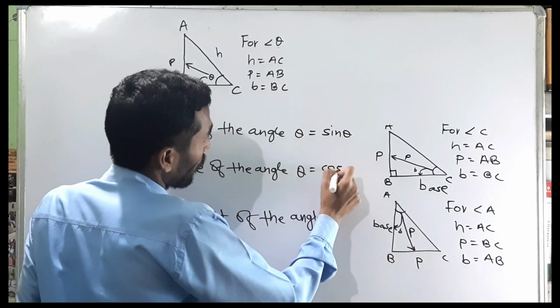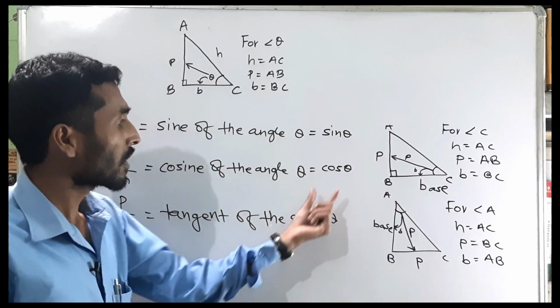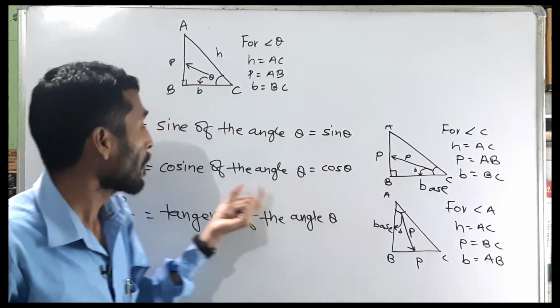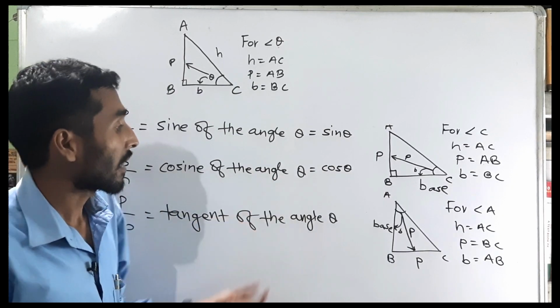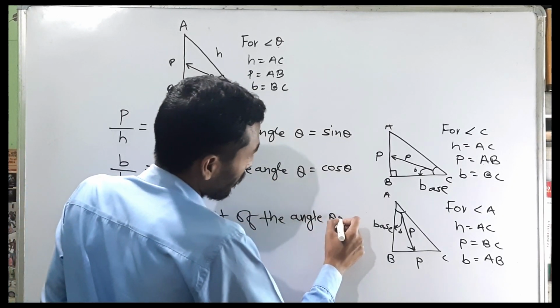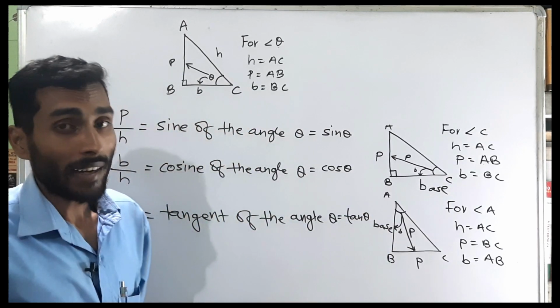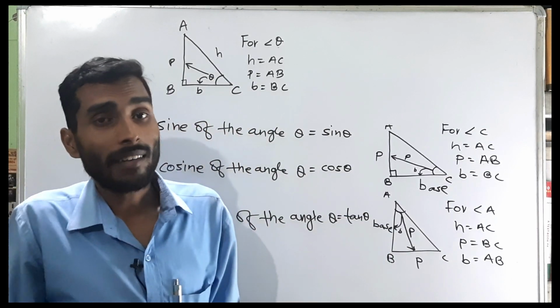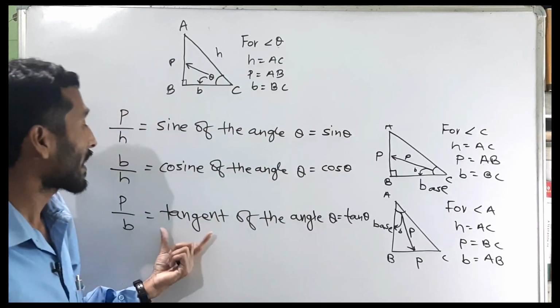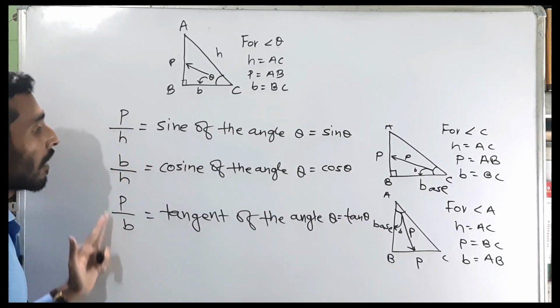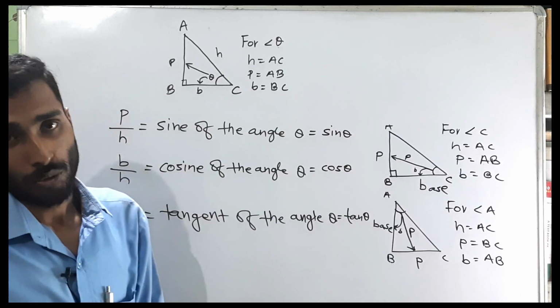Basically, sine theta means sine of the angle theta, and the cosine of the angle theta is abbreviated as cos theta. What is meant by cos theta? It's not cos multiplied by theta, it means cosine of the angle theta. In the same way, there is tan theta. Tan theta is not tan multiplied by theta. Tan theta is basically the tangent of the angle theta. So these are the basic trigonometric ratios.